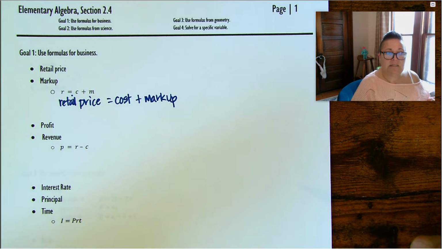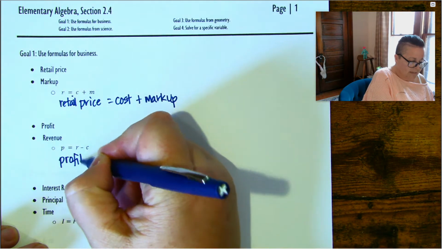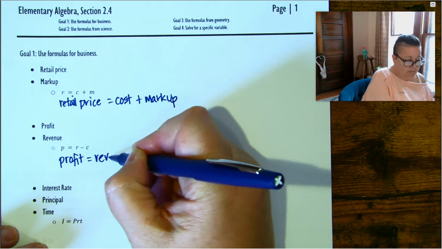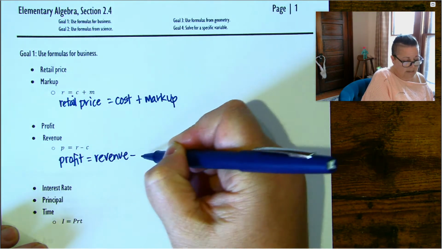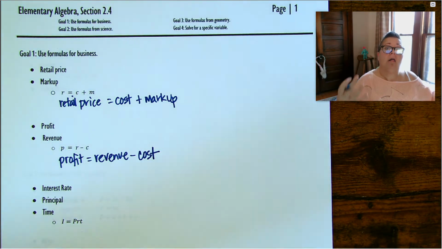The second business formula that you may not be familiar with is how to find profit. Profit is revenue minus costs. So the P here stands for profit, and that is the business's revenue minus the costs. So revenue is all of the money that the business brought in. So from the hula hoops and the candy in the aisle and any contracts that they may have with larger businesses, all of the money that they bring in is revenue.